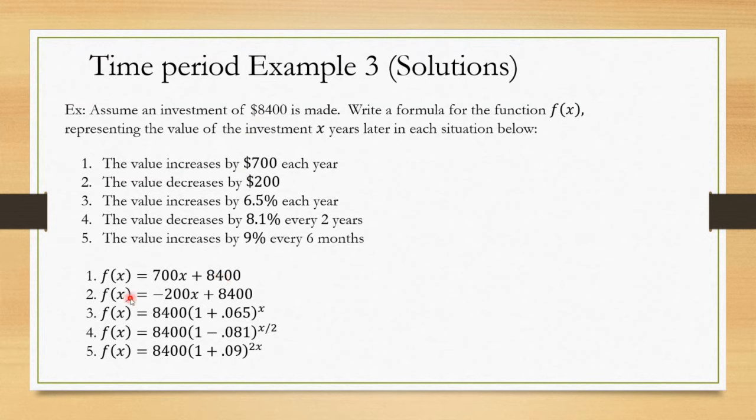For the second one, I'm telling you that it's decreasing by $200. That tells you it's linear, but also that the slope is negative 200 because it's decreasing. And again, it's 8,400, the initial value. Now for 3, 4, and 5, those are going to be exponential, and you can see it from here because the value is changing by a percent.